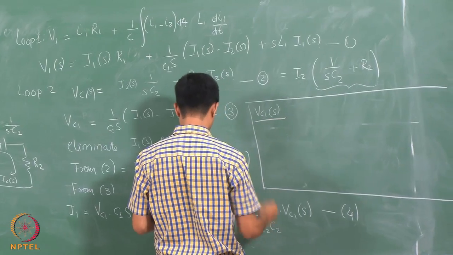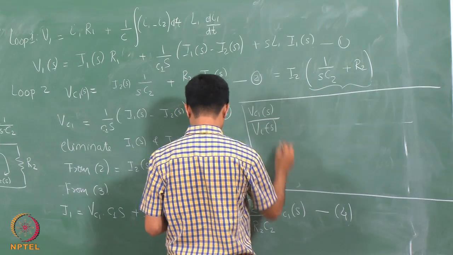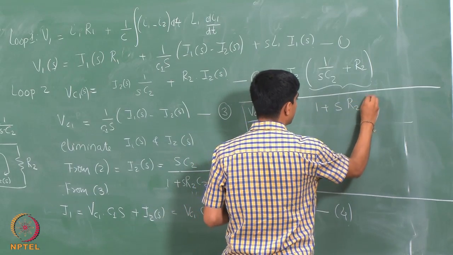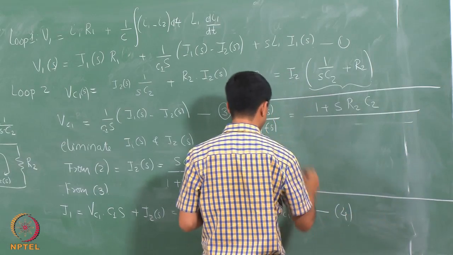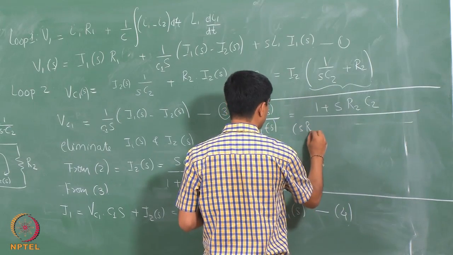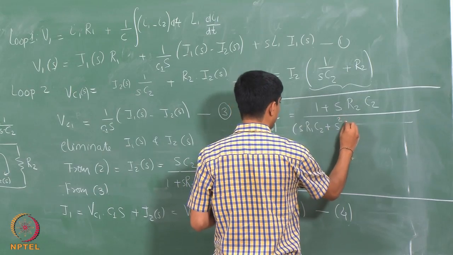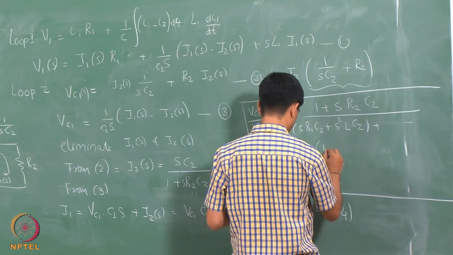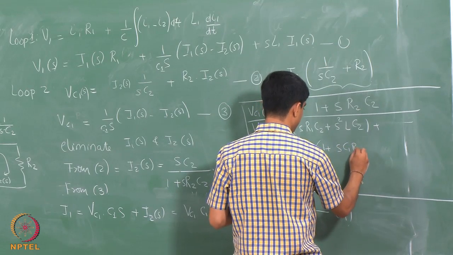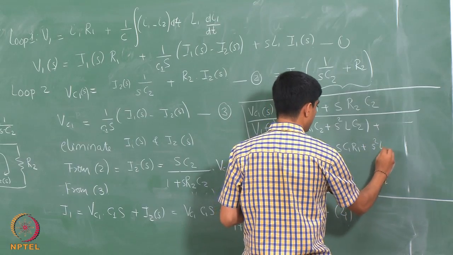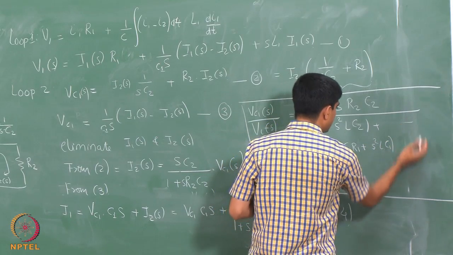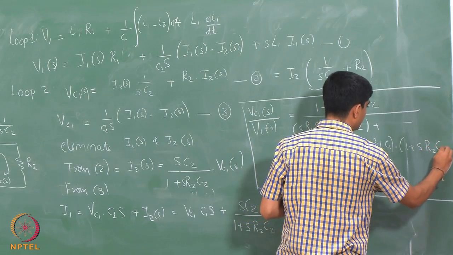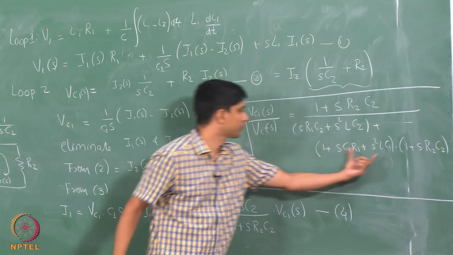VC1 of S over Vi of S is, okay, I just skip the computations, but they should be straightforward to do. S R2 C2 over S R1 C2 plus S square L C2 plus 1 plus S C1 R1 S square L C1, this multiplied by 1 plus S R2 C2. Right. So, all this is in the denominator, is multiplied here.